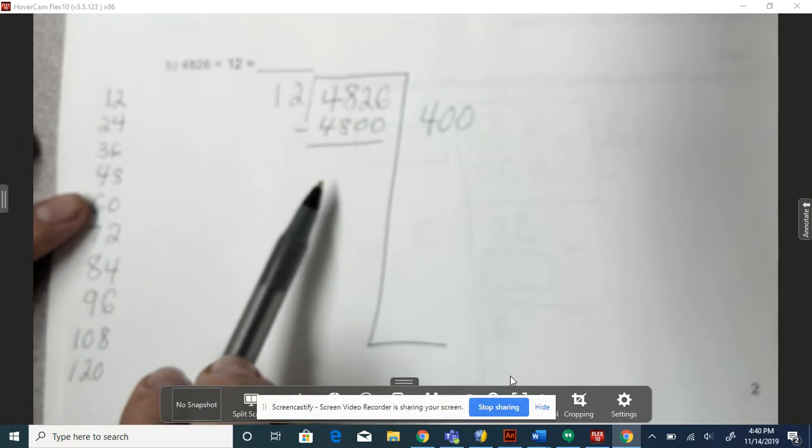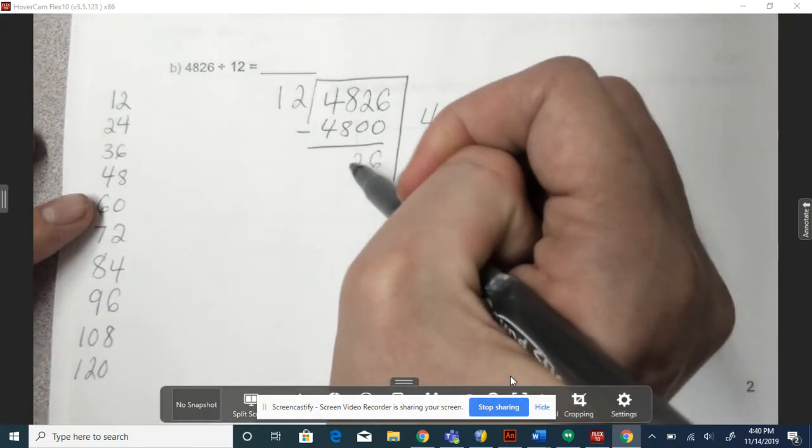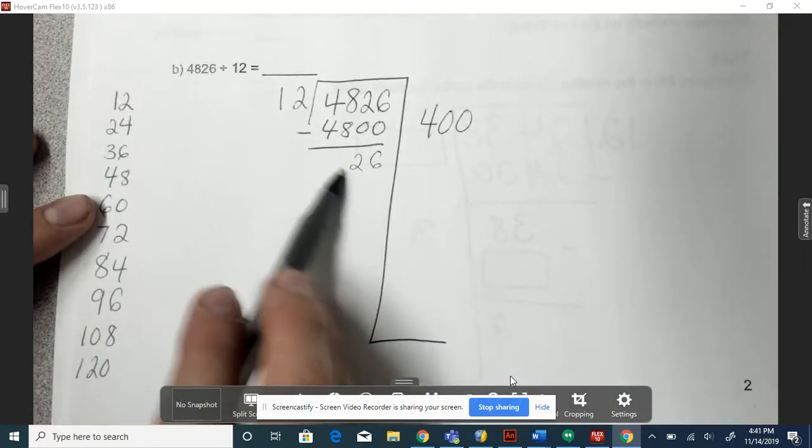So now we're going to subtract. 6 minus 0 is 6. 2 minus 0 is 2. 8 minus 8 is 0. 4 minus 4 is 0. We have 26 left over.